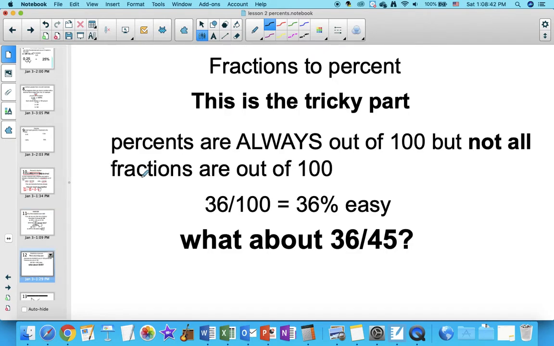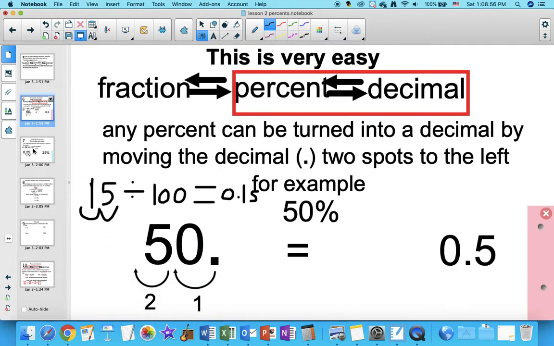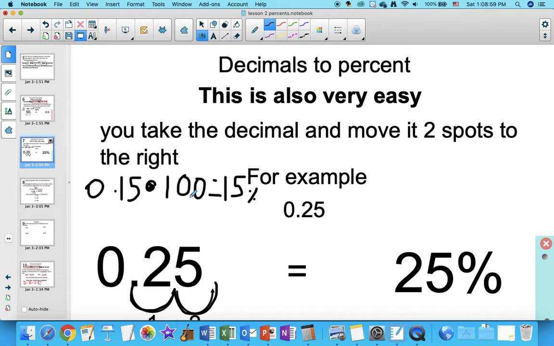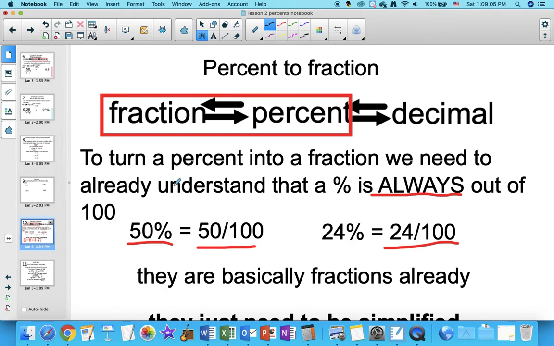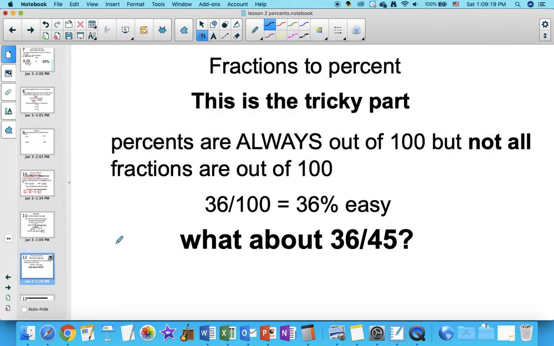Fractions to percent. Now, this is where things start to get a little bit tricky. Before, it was very easy, right? We looked back, turning a percent into a decimal, you move the decimal 2 spots to the left. Turning a decimal into a percent, you move the decimal 2 spots to the right. And with turning percents into fractions, percents are basically already fractions, right? It's out of 100, so 50% is 50 out of 100. And then you simplify. But turning a fraction into a percent is a little bit tricky.